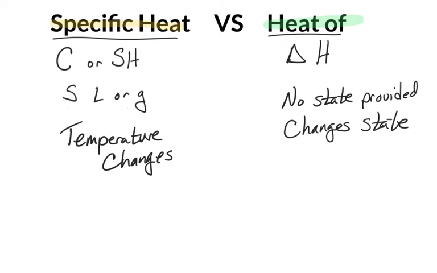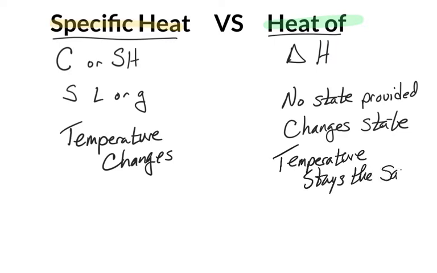When we look at the heat of, we see that the temperature stays the same, but that the physical state changes. So it changes from a solid to a liquid or a liquid to a gas or vice versa. As I stated earlier, sometimes you'll be using only one, but sometimes you'll be using more than one of these specific heats and heats of. How do you know what to use and when to use it? Let's look at that next.